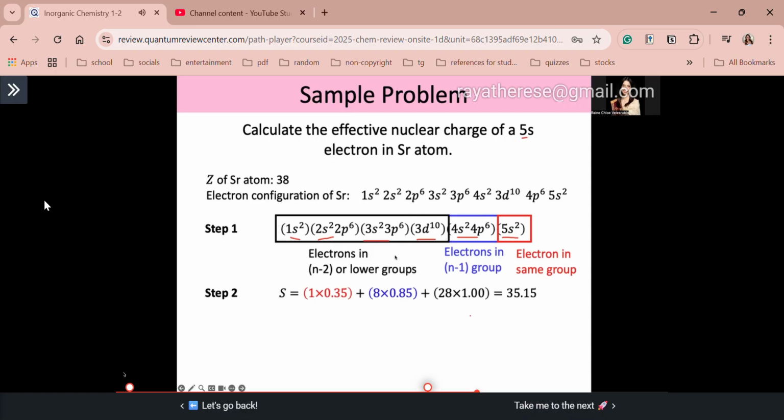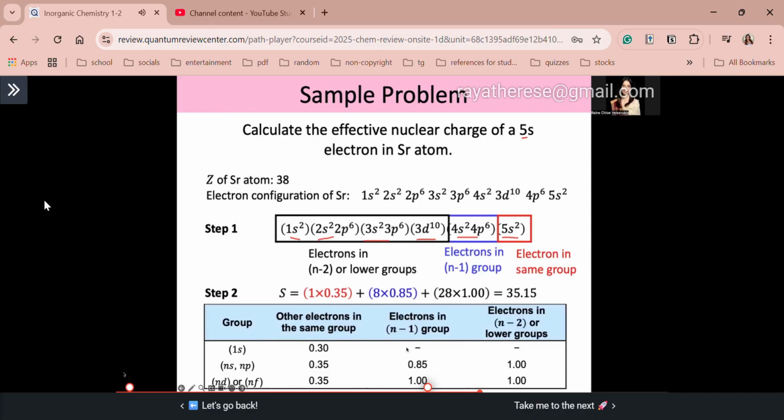So, calculating for the shielding constant, guys, refer na lang kayo sa table, okay? So, the shielding constant is equal to 1 times 0.35, kasi 1 electron from the same group ang nagko-contribute sa shielding constant, plus 8 times 0.85, 6 plus 2, 8 times 0.85, ito yung contribution for n-1 group. And 28 electrons, so 2, 4, 10, 12, 18, 28 electrons in n-2 or lower groups times 1, that's equal to 35.50. That's your shielding constant.